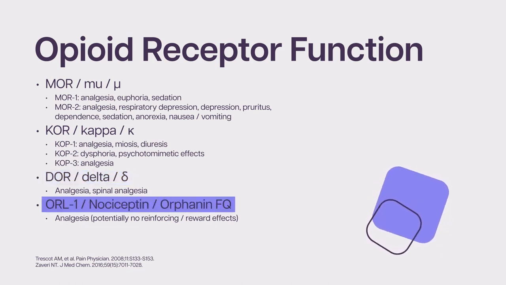The nociceptin receptors are the most widely distributed receptor, and they are found in the brain and the spinal cord, and they modulate pain, reward, anxiety, and stress.